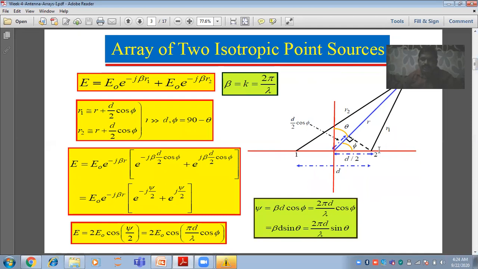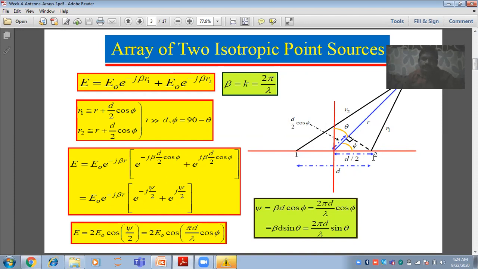So this is the line joining these two antennas, antenna 1 and antenna 2. This is called the axis of the array. From the axis of the array, this point P is taken far away from here. Therefore, we are going to calculate the far field of this antenna array, that is, the radiation field.